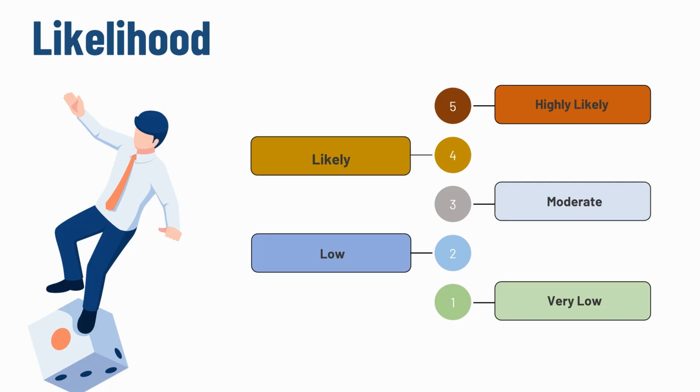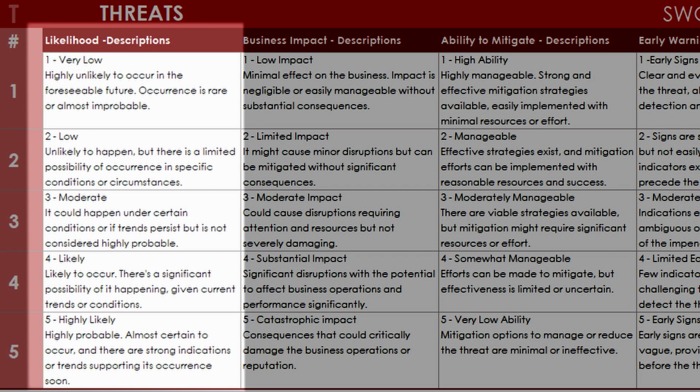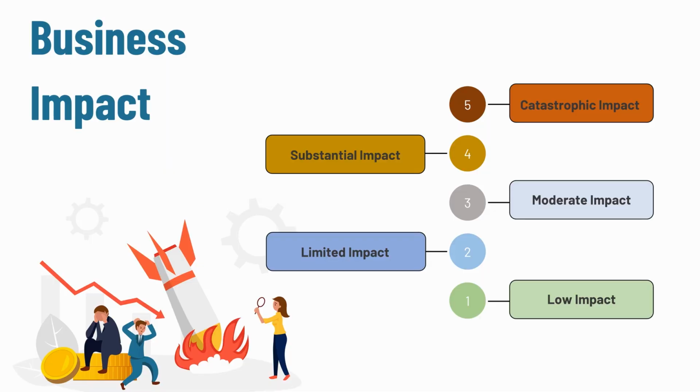The strategy is to monitor and mitigate. You're going to use scoring criteria to help you know which strategy to implement and when. Our scoring criteria will be likelihood, ranging from very low, which is unlikely to occur in the foreseeable future, occurrences rare and almost improbable, to highly likely, highly probable, almost certain to occur, and there are strong indications or trends supporting its occurrence soon.